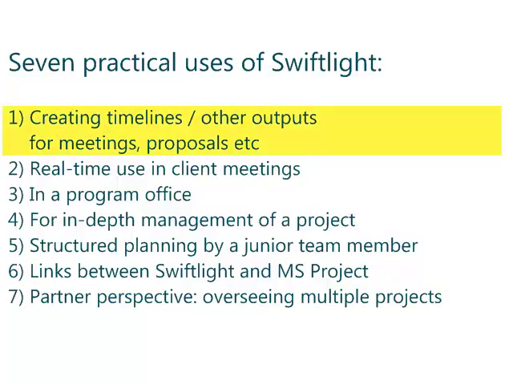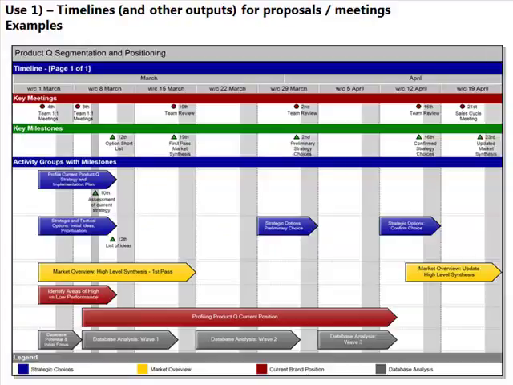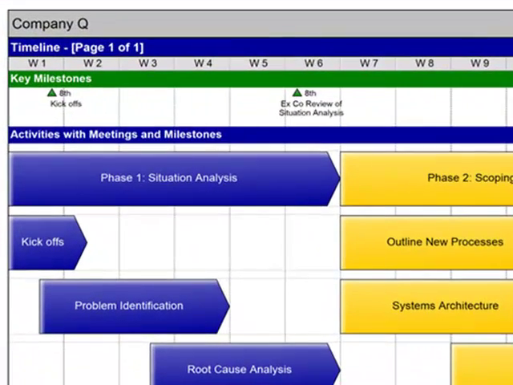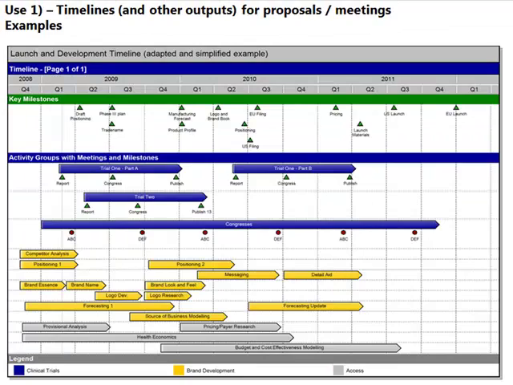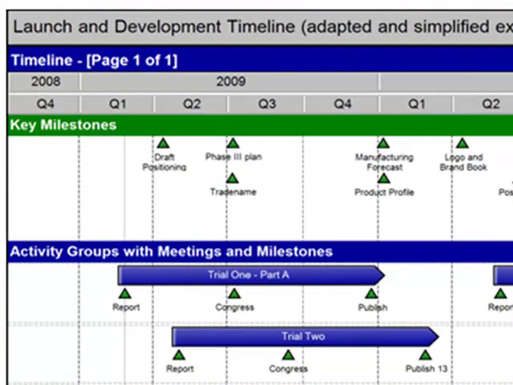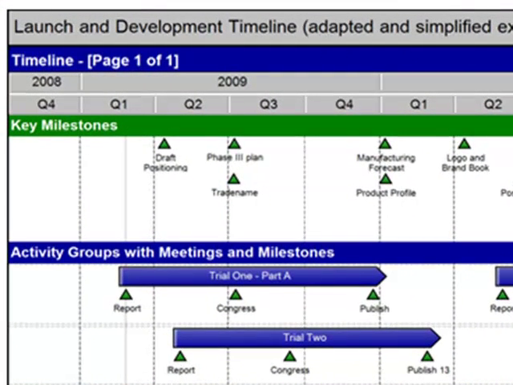The first is using Swiftlight to quickly create timelines and other outputs for meetings, proposals, and so on. And this is where a lot of people start using Swiftlight. With its intuitive interface, the flexibility of the timeline display, the great looking graphics, and the easy export to PowerPoint, you can very quickly create professional outputs and slot them into presentations or proposal documents.